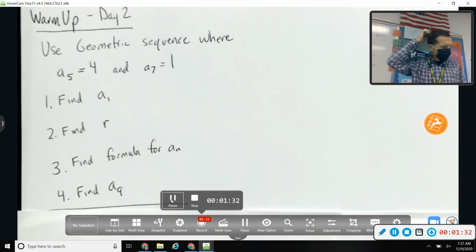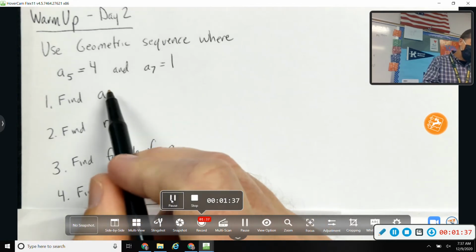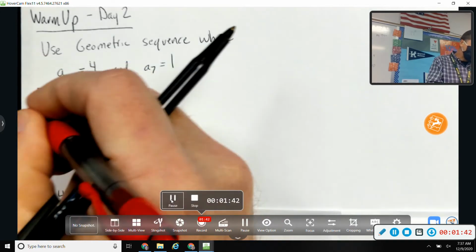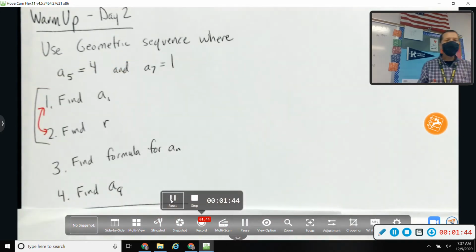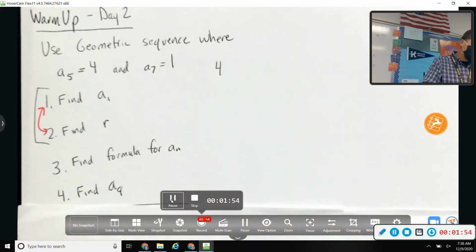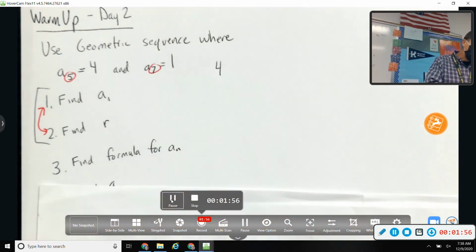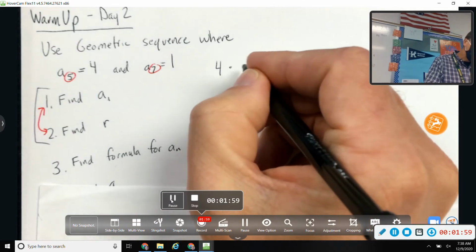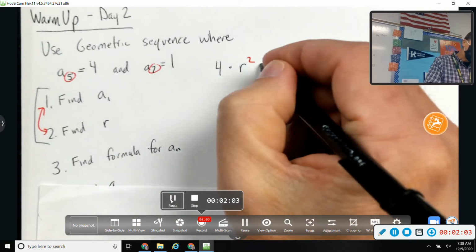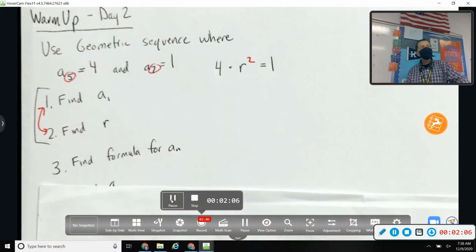All right, looking at these, we have a5 and a7. Find A1 and R. Now, the way we've been doing it, we've switched the order of those. I would find R first. If you have a way to find A1 first, that's fine, but I think finding R first is the way to go, because if I start at 4, which is the 5th term, and I want to get to the 7th term, that's 2 steps away. So I need to multiply by R twice to land at 1. That's the first equation I would write.